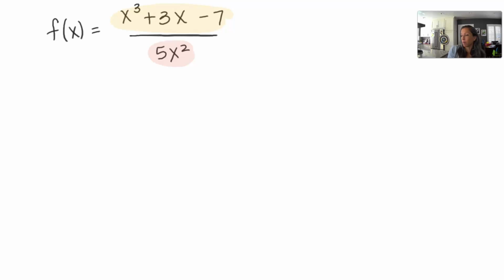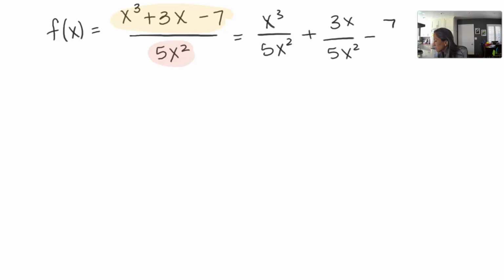It is a single term, which means algebraically I am completely in my right to go ahead and split this up, to distribute that division is how I kind of think of it. So I could do this.